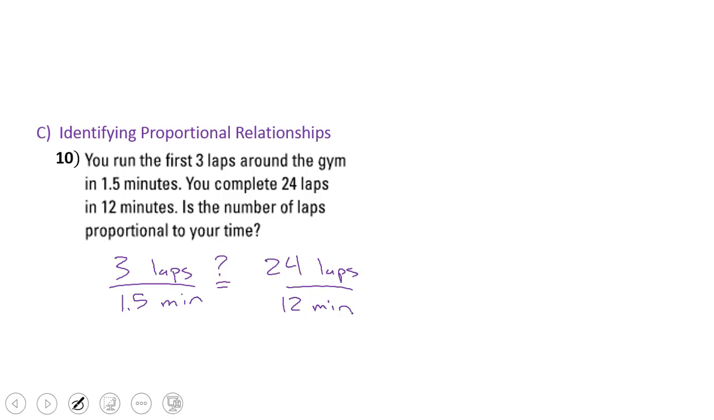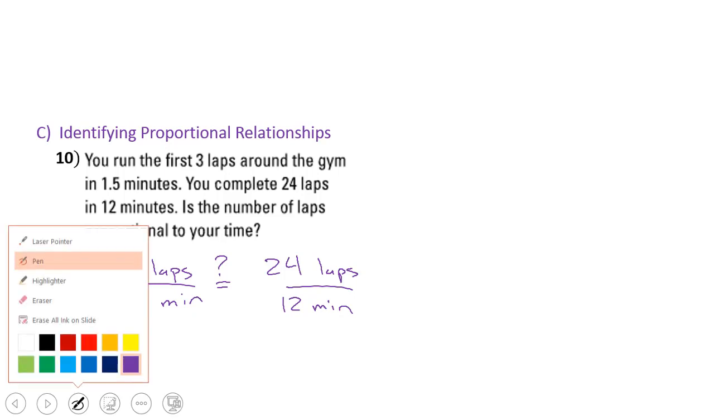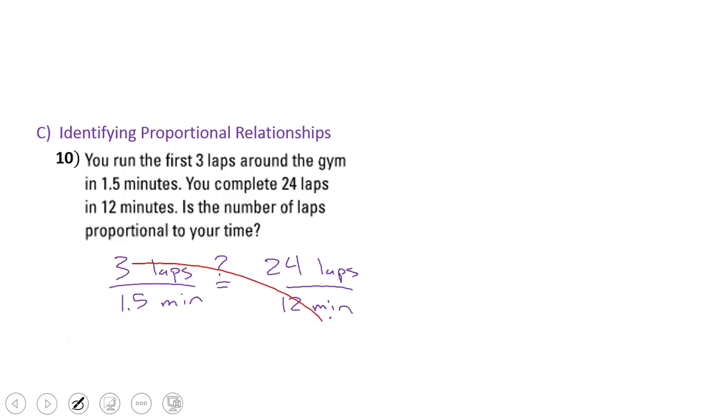Notice I have the same units on top so that my ratios are the same. I wouldn't write laps to minutes and minutes to laps. That would not be the same ratio. That would certainly not give you a proportion. So we want to find out. We're going to use our cross products on this one. I'm going to go 3 times 12, and I'm going to come over here and go 24 times 1.5. Are these two in fact equal?